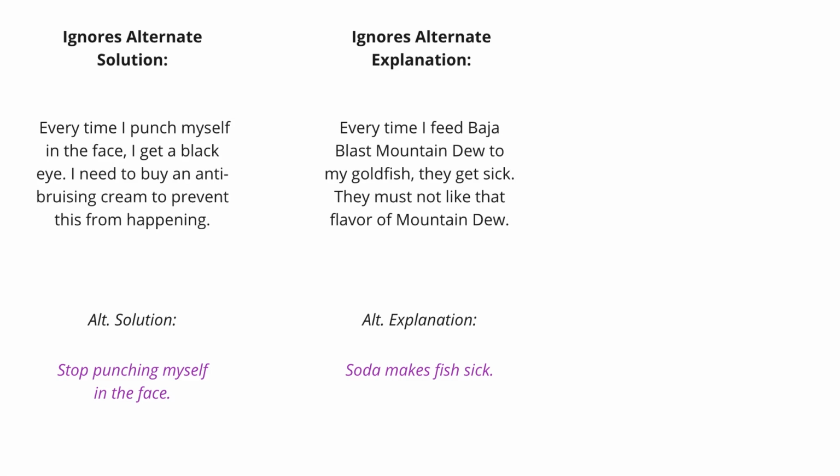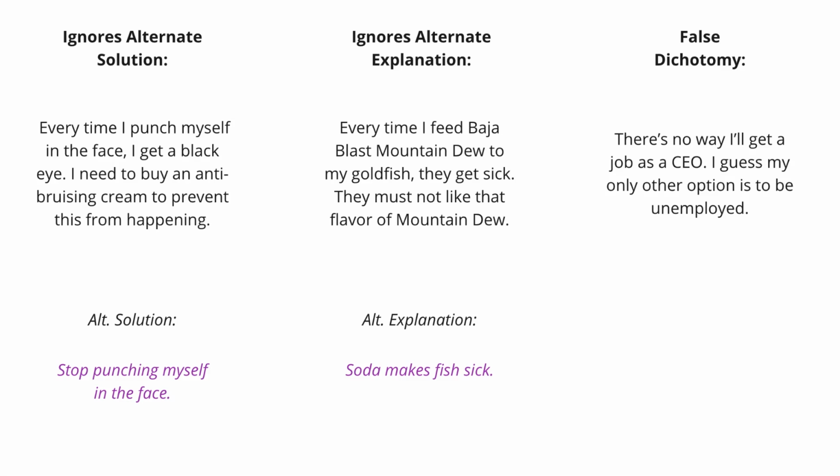The last variation you'll see of this common flaw is the false dichotomy. This flawed argument assumes that there are only two possible courses of action in a situation, ignoring one or more obvious other possibilities. For example, there's no way I'll get a job as a CEO. I guess my only other option is to be unemployed.